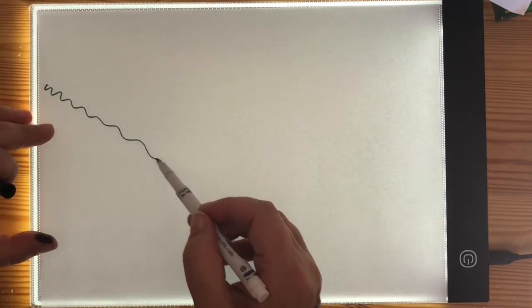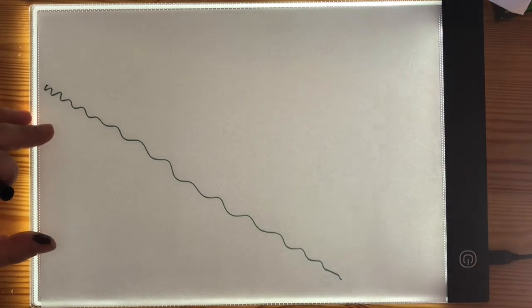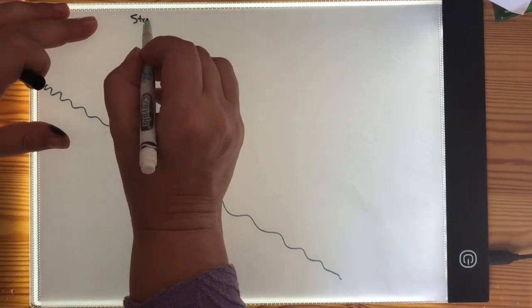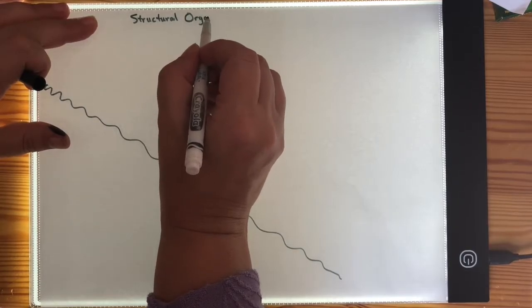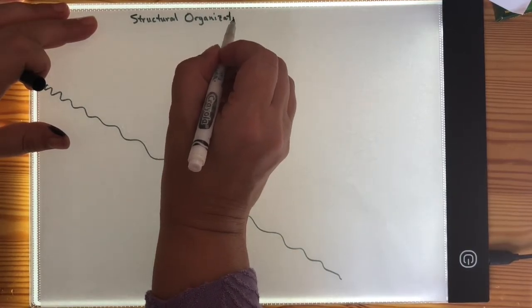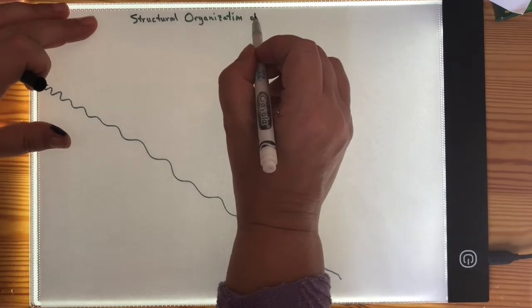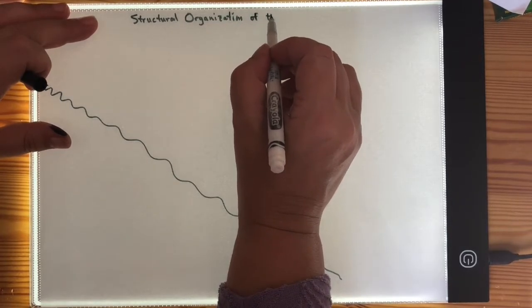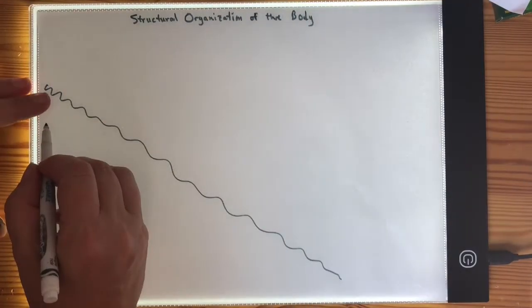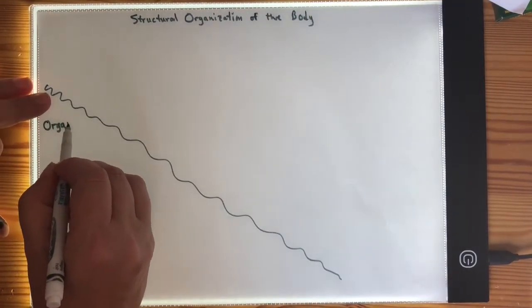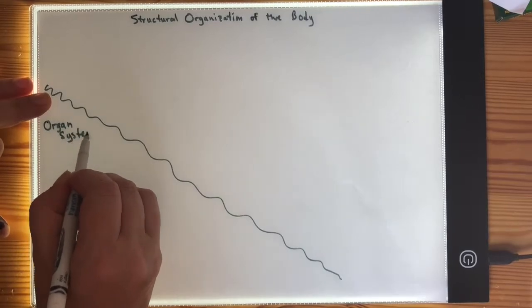We're going to be discussing the structural organization of the body. And as I've said before, sometimes when you're teaching, it's helpful to actually start with the most complex level and then bring it back to a simpler level and then work your way back up. So in terms of structural organization of the body, the most complex level at which the structural organization of the body exists is at the level of organ systems.